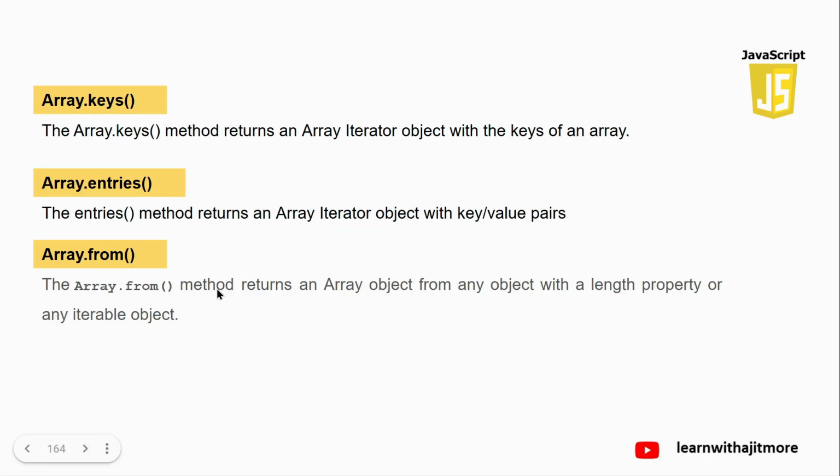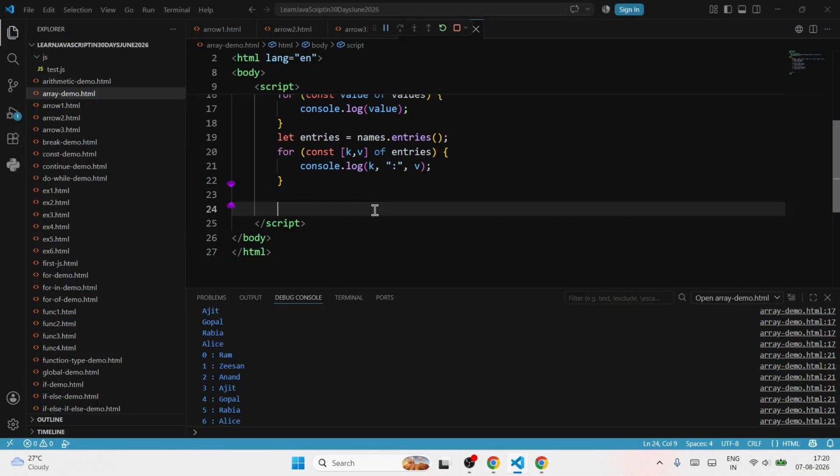See, the Array.from method returns a new array object. It will give you a new array object from an object with a length property or any iterable object. Any iterable will do. So generally we create an array from an array. So if you already have an array, you can create another array from that array. A string will also work because a string is also iterable. Understanding? You can give a string as well.